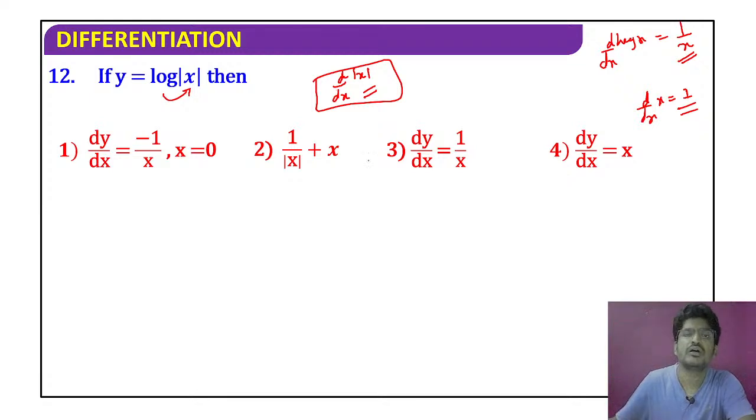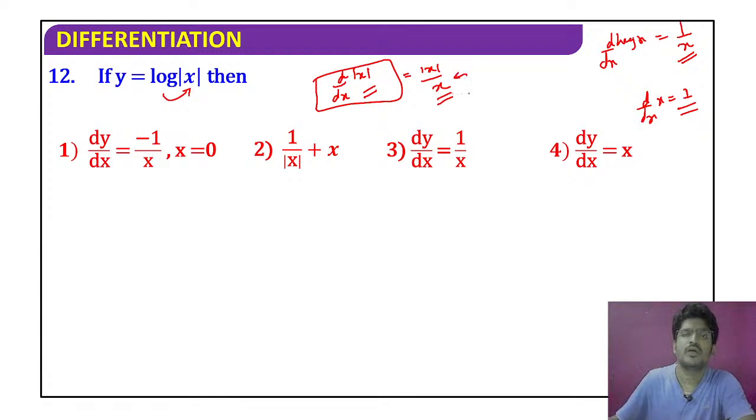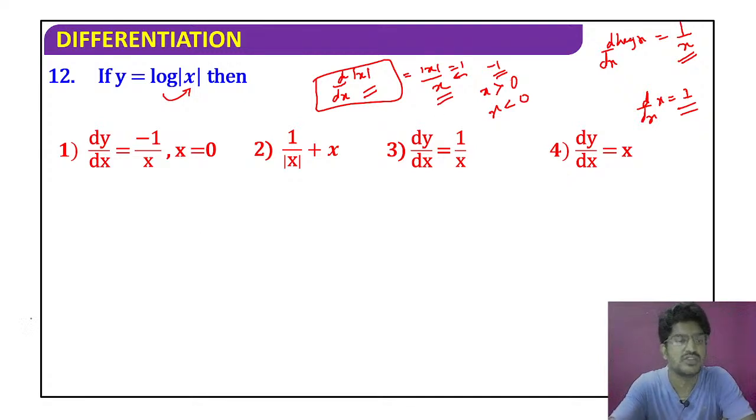Please remember, the differentiation of mod x is mod x by x. Please remember this formula. For x greater than 0, the answer will be 1. For x less than 0, the answer will be minus 1. Please understand. Clear? The differentiation of mod x is a very important concept.